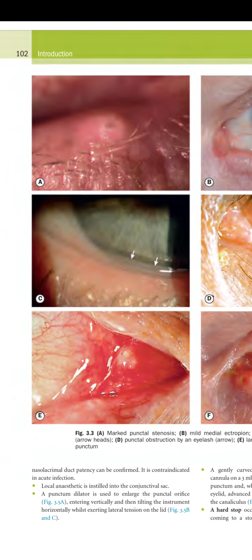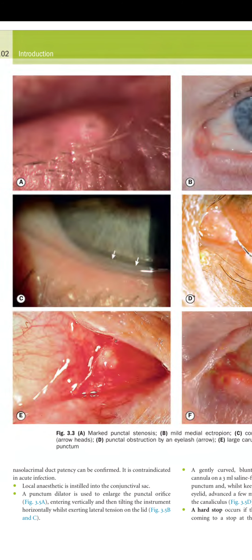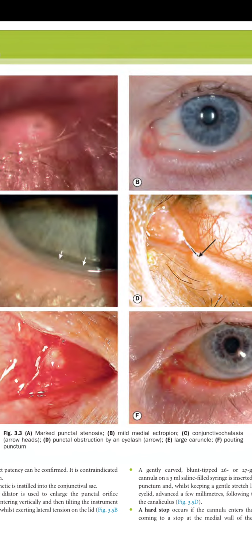Local anesthetic is instilled into the conjunctival sac. A punctum dilator is used to enlarge the punctum orifice, entering vertically, then tilting the instrument horizontally while exerting lateral tension on the lid. Basically, we do it because of the anatomy, because the anatomy is like it is 2 mm vertical and then horizontal. So you first go straight and then you turn the instrument horizontally.